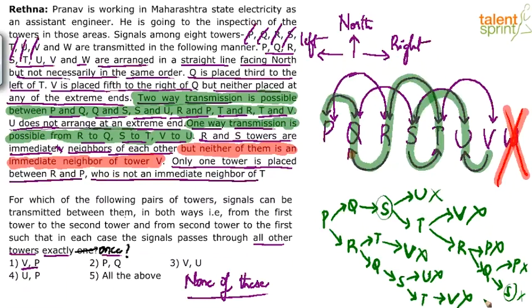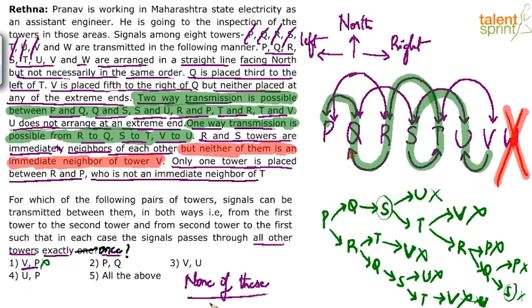From V we can go to U, but the question says that the signal should be transmitted between them such that in each case the signal passes through all the towers exactly once. So when we are transmitting between V and P or P and V, the other towers should come in between, exactly once. If I go to U after V, it is wrong, because I was supposed to pass the signal from P to V, and in that process cross the other towers exactly once. Here U is coming after V, which makes no sense in my view. So I think the first option itself is wrong.